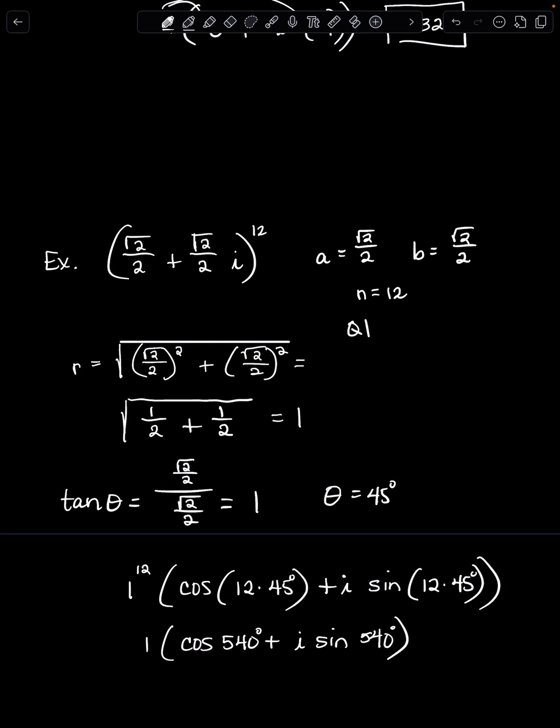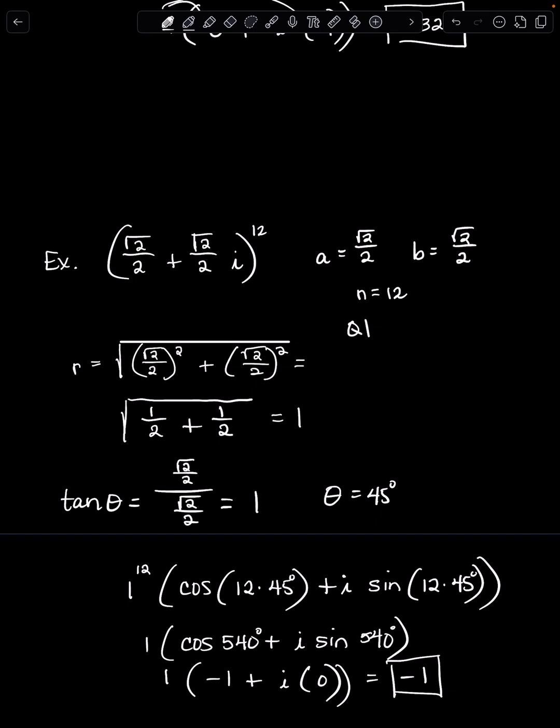All right, the cosine of 540 is negative 1. And the sine of 540 is 0. And so I've got 1 times negative 1, which is negative 1. And then I've got 1 times I times 0. Anything times 0 is 0. So my answer is negative 1.